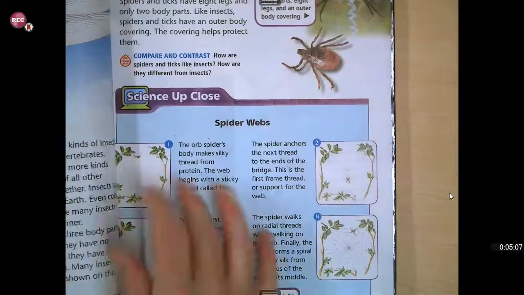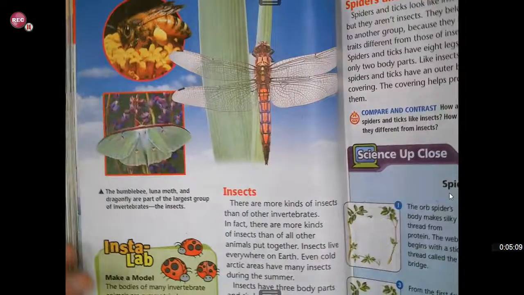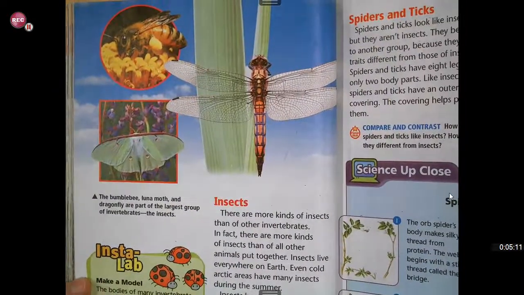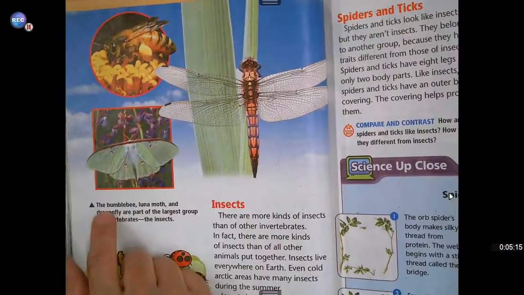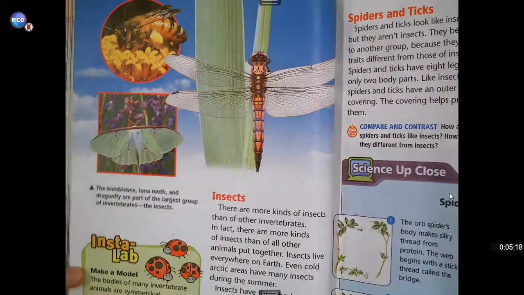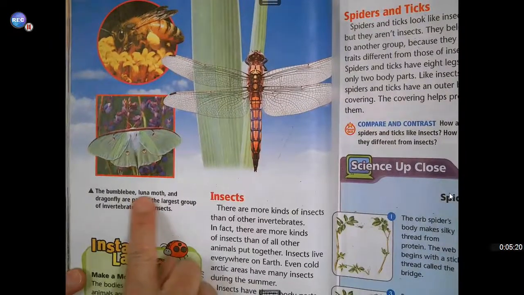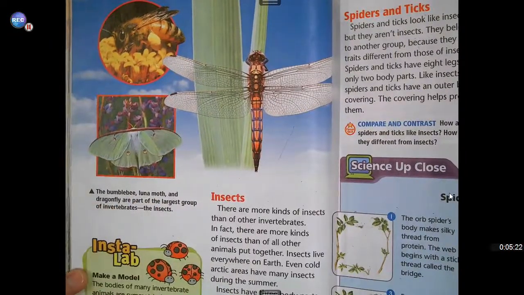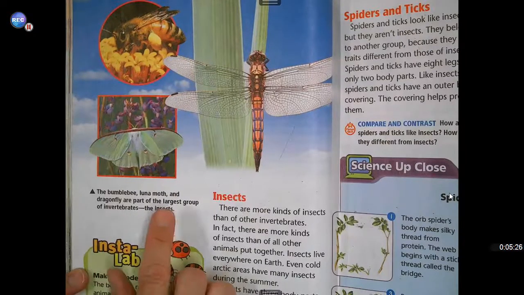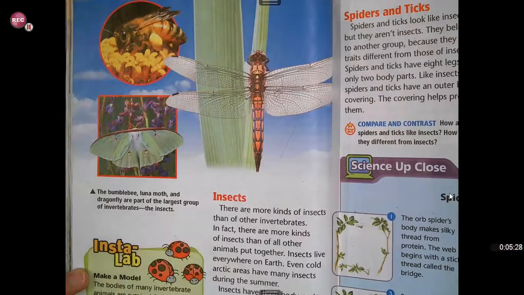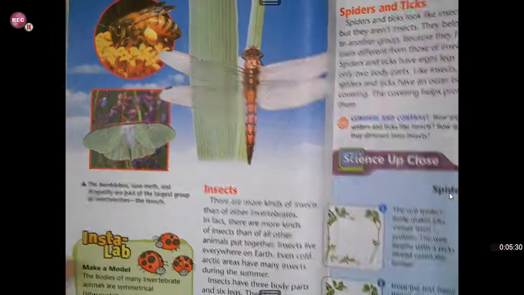Okay, let's look at page 108. So again, we have some photographs. Let's read the caption about the photographs. Remember, these are text features that tell us more about what we are reading. The bumblebee, Luna moth, and dragonfly are part of the largest group of invertebrates, the insects. Okay, so insects are one group of invertebrates. So let's read about them.